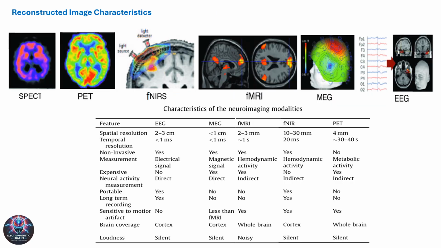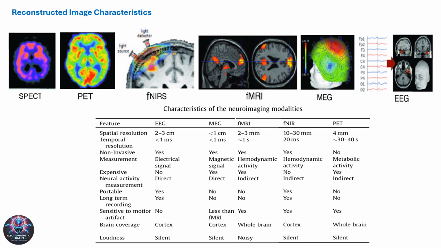In this slide, we examine the reconstructed images of various brain imaging modalities and how each technique processes raw data into valuable brain images. The comparison table at the bottom offers a detailed look at key characteristics of each method, providing insights into their spatial resolution, temporal resolution, and the activity they measure.